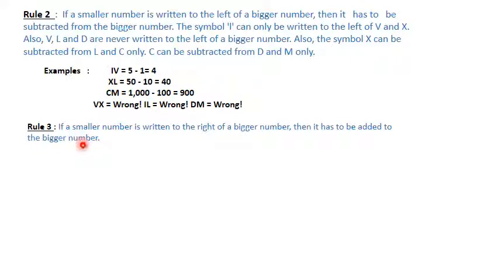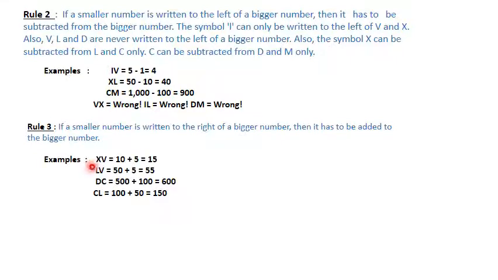Okay, let's see an example here. First one, XV. The value of X is 10 and the value of V is 5. This means the smaller number is written to the right of the bigger number. So in such a case, what do we do? We add both numbers. That means we add the smaller number to the bigger number. So 10 plus 5 becomes 15.